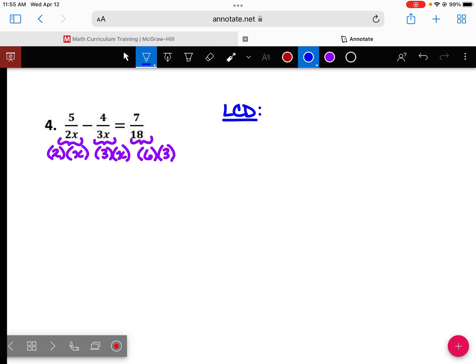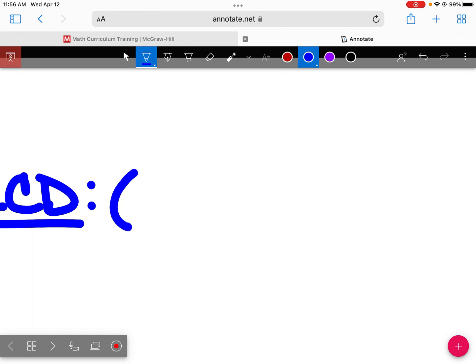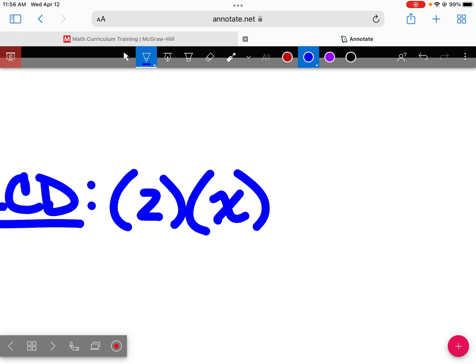What are the factors of the first denominator? 2 and x. I always have to write down all the factors of my first denominator. Coming over to my second denominator, I got the 2 there. What are the factors here? 3 and x. Is 3 already part of my LCD? No, then I have to put it there. We do not put x a second time. The x here is already up there. I don't have to put it again.